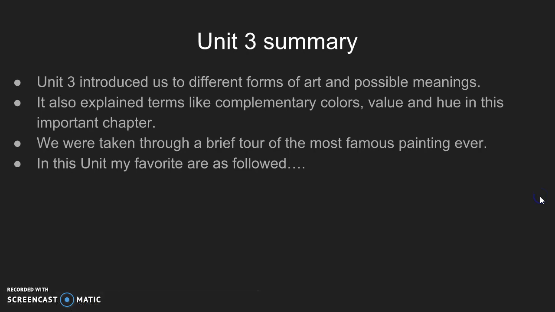Here's a summary of Unit 3. Unit 3 introduced us to different forms of art and possible meanings. It also explained terms like complementary colors, value, and hue in this important chapter. We were taken through a brief tour of the most famous paintings ever, and in this unit, my favorites are as follows.